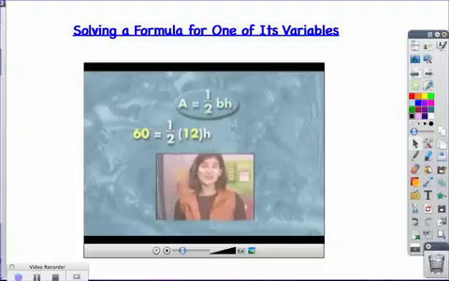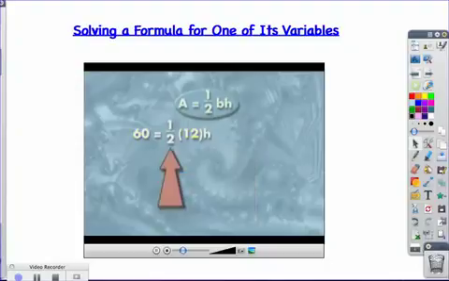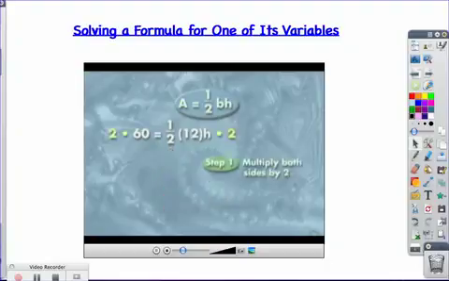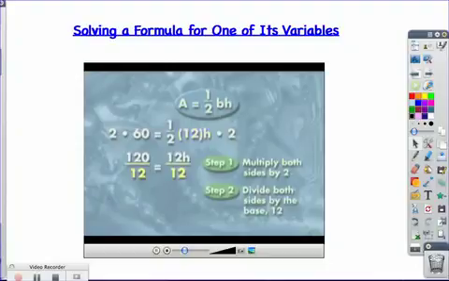Now, to get h alone, for the second step, I'll divide both sides of the equation by the length of the base, 12. 120 divided by 12 is 10, and 12h divided by 12 is 1h. So the solution is 10 equals 1h, or 10 equals h. Yeah! The height of this triangle, then, is 10 inches. And you see how the formula for the area of a triangle can be used to find its height.